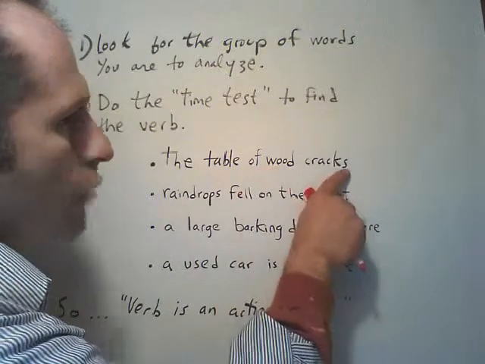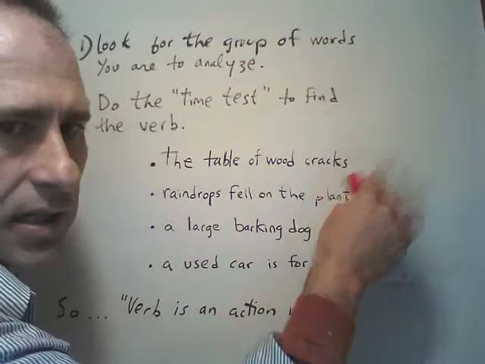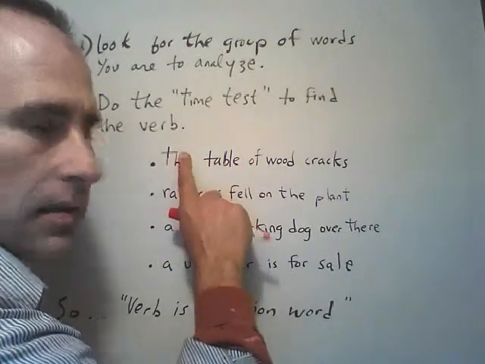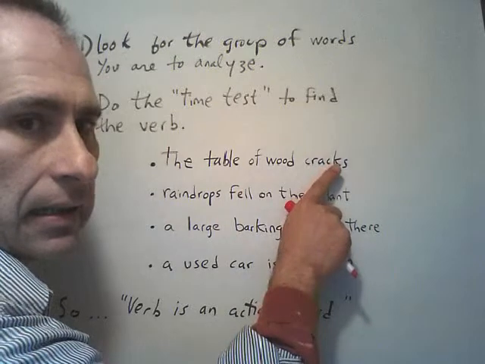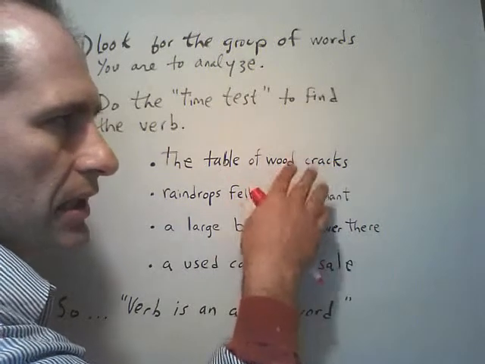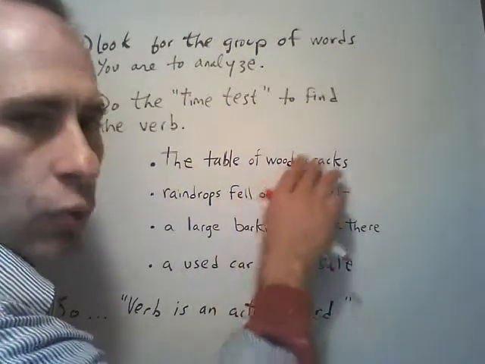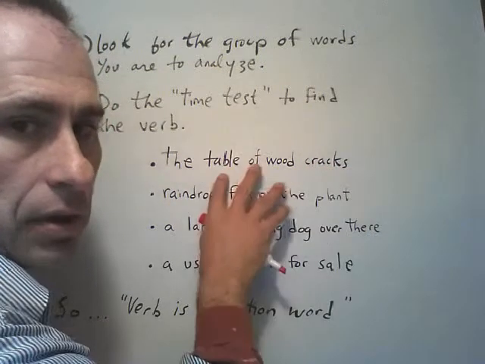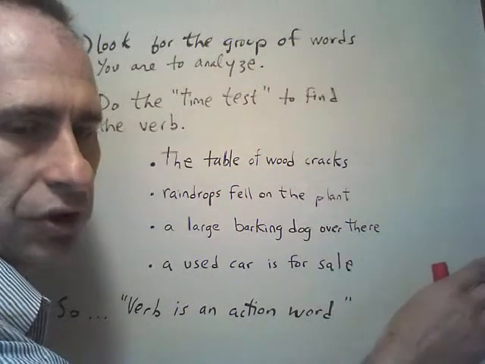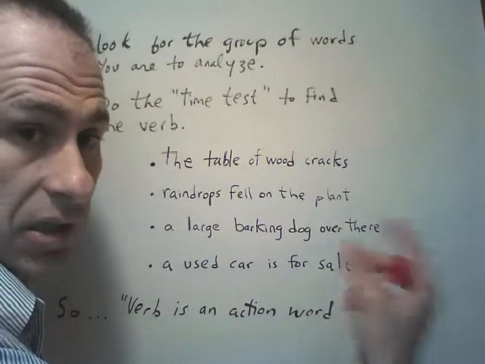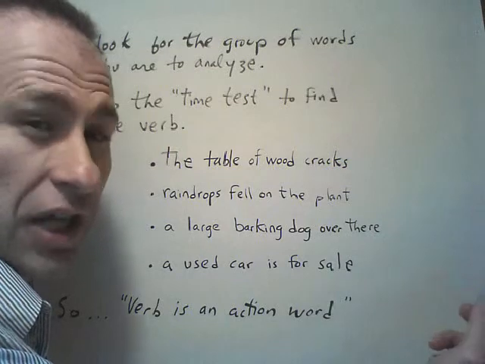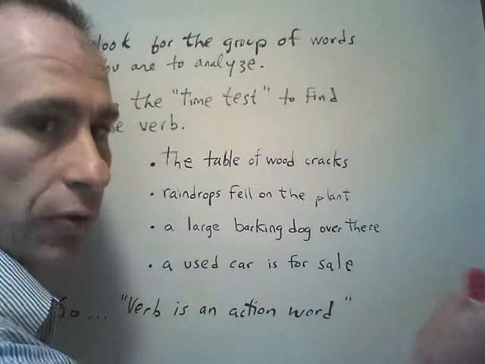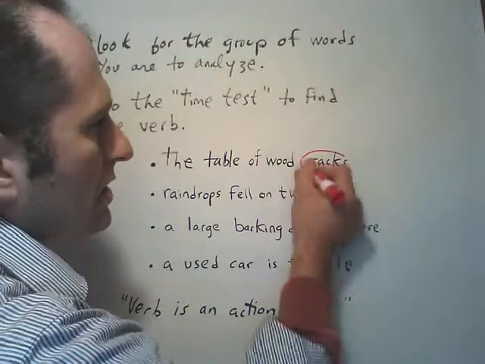So, the table of wood cracks. Okay, we understand this is present, it's doing it now. How would I say this if I wanted to make it mean in the past? The table of wood cracked. How would I say it if I were to mean that it's going to do this? The table of wood will crack. This is the word that changes as you move the group of words through time, past, present, future. What is the word that changes, or the two-word pair that changes? Which one gets the will in front of it for the future? Will crack. It's this one right here. So this is the verb.